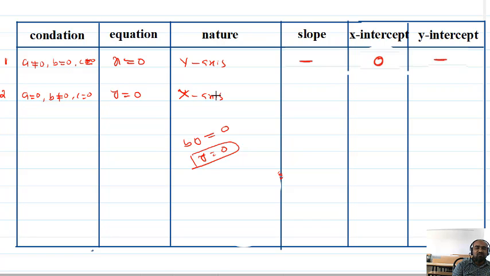Okay. So, what is the meaning of that? Under this condition, A equal to 0, B not equal to 0, C equal to 0, ax plus by plus c gives a straight line, which is nothing but the x-axis. Okay, what is the slope of the x-axis? 0.